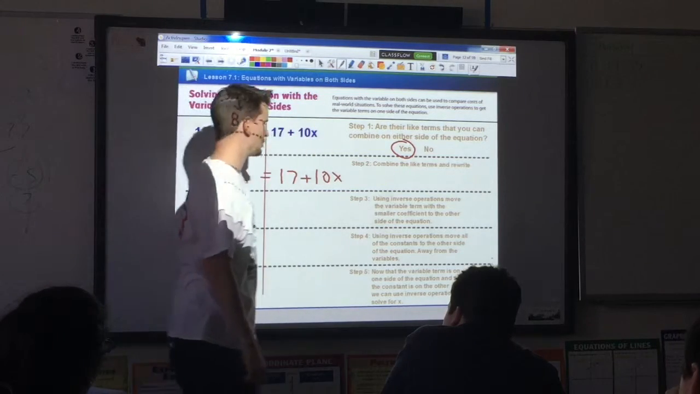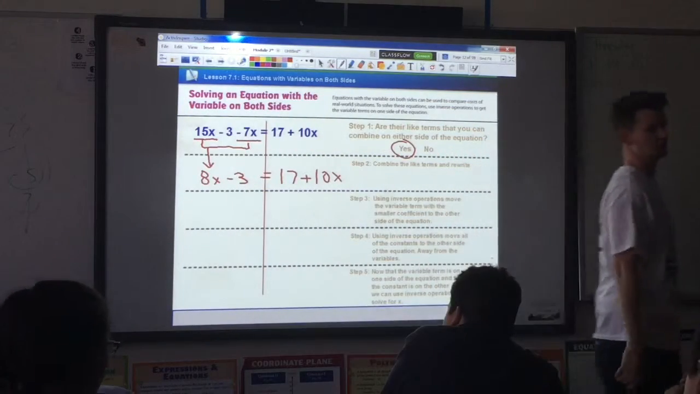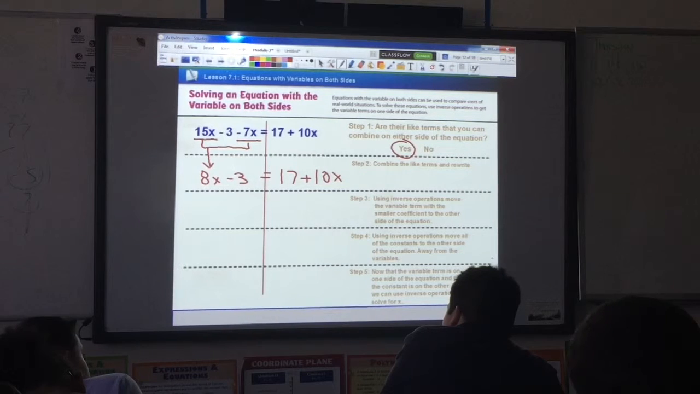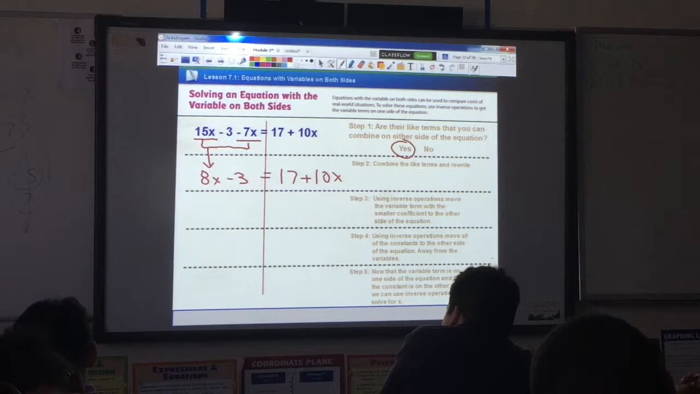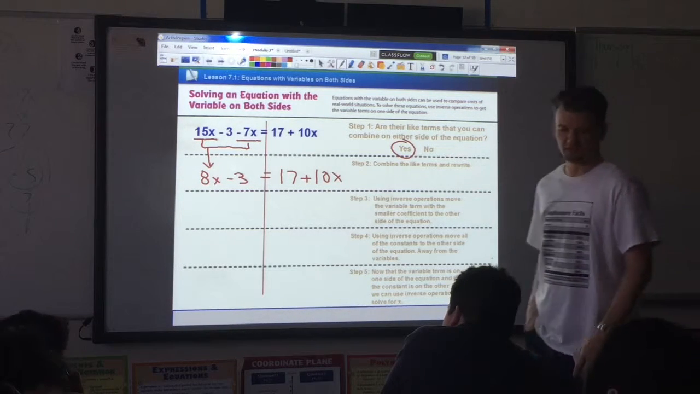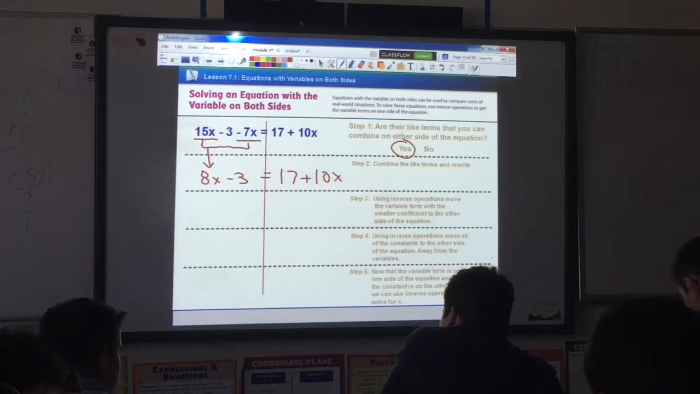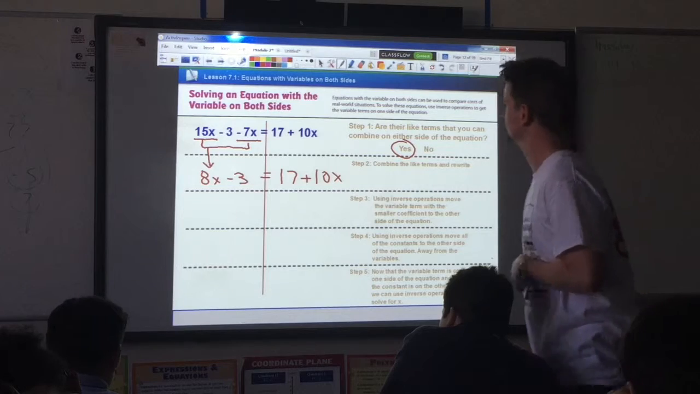Okay, so I go into my rules. Rule 1, now that we're solving this equation: we identify the variable term with the smaller coefficient. Looking up at this board, which one of these variable terms has the smaller coefficient?